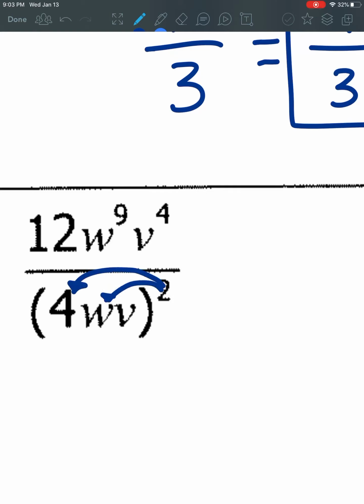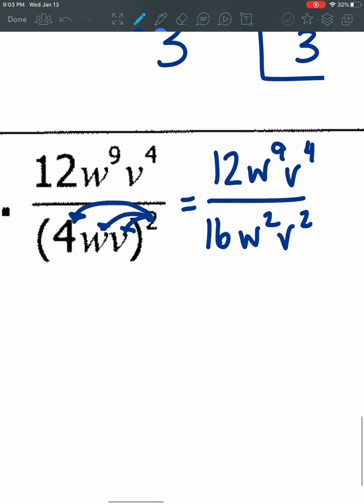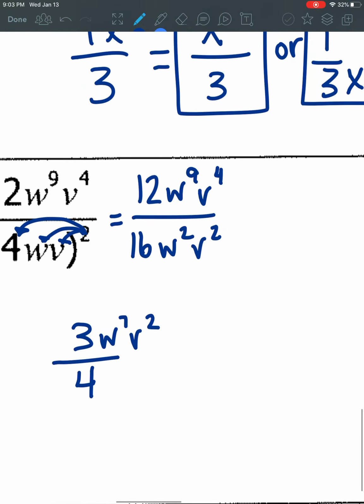And we're just going to do a couple more here. So 2 goes to the 4, goes to the w, and goes to the v. So everything on the top I'm going to leave. And the bottom becomes 4 squared, so 16, w squared, v squared. So 12/16. We can simplify. Both of those can be divided by 4. So we get 3/4. More w's on top, so w to the 7th, v squared.